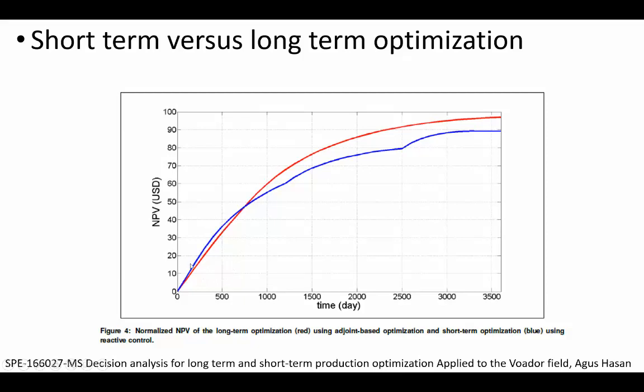The red one is the long term, considering all the years and the effect of all the years. And then the blue one is the short term. Every year I try to make the best possible. And you see initially the blue one is better than the red one. I'm getting more and more revenue with time. But after some time it flips and I'm getting more and more revenue simply by using the long term.